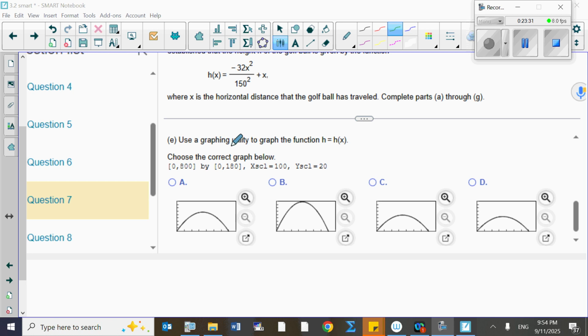Now it's asking to use a graphing utility to graph this function. So also it's mentioned here that you can use this window. Your x window should be from 0 to 800. The y should be from 0 to 180. X scale is 100 and y scale is 2.